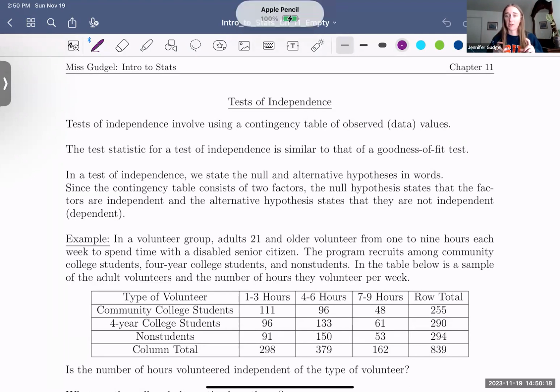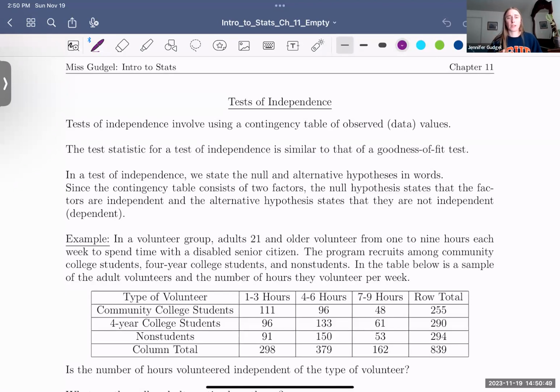We have one here at the bottom of the screen where we have two pieces of information, and within our table, we have pieces of data or people sometimes that fit both of those pieces. So 111 people were community college students that worked 1 to 3 hours. So the question here is, are these two variables independent? In this case, the number of hours they work to the type of students that they are. And that's what we're ultimately going to be testing here.